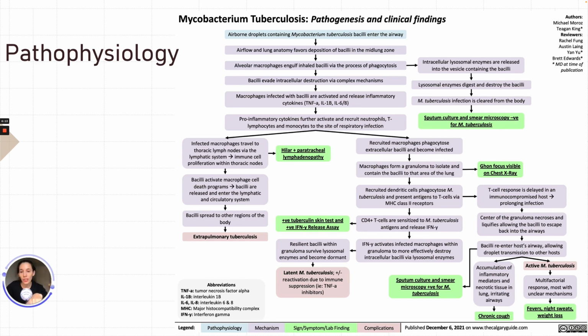Also to know these signs, symptoms, and lab findings, so everything in the green, and the complications, so everything in the red. And you can see why certain processes lead to certain signs and symptoms. So you can see there's fevers, night sweats, weight loss, chronic cough. All right, we'll keep going. A lot of information.